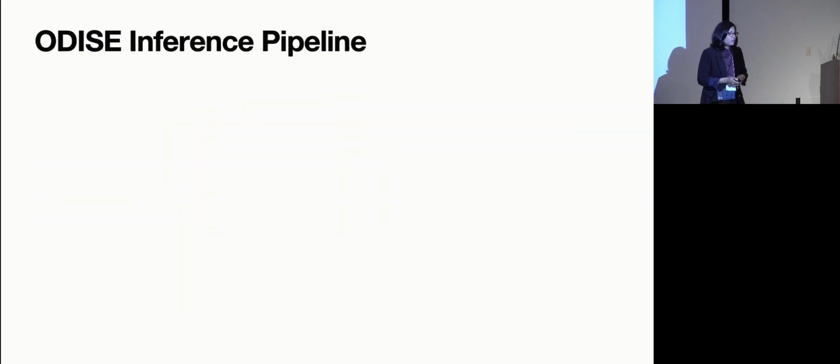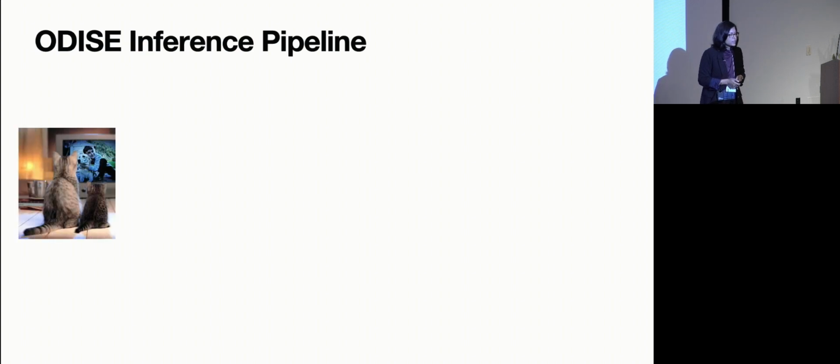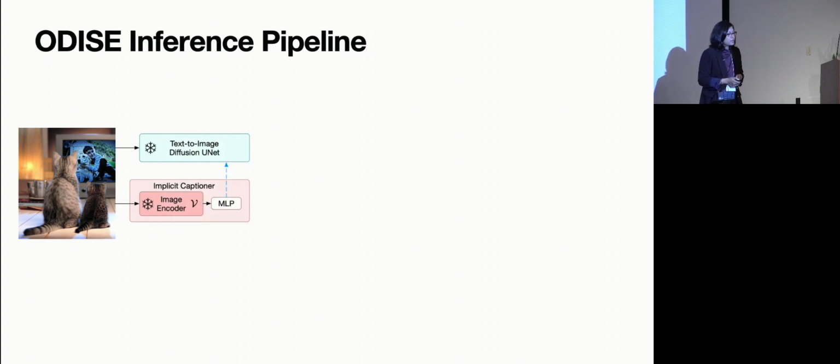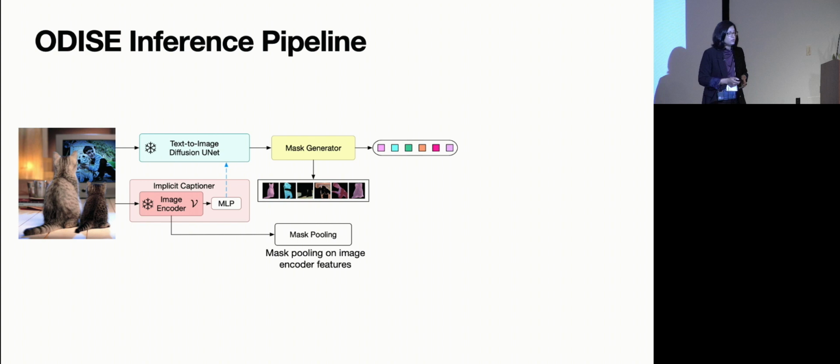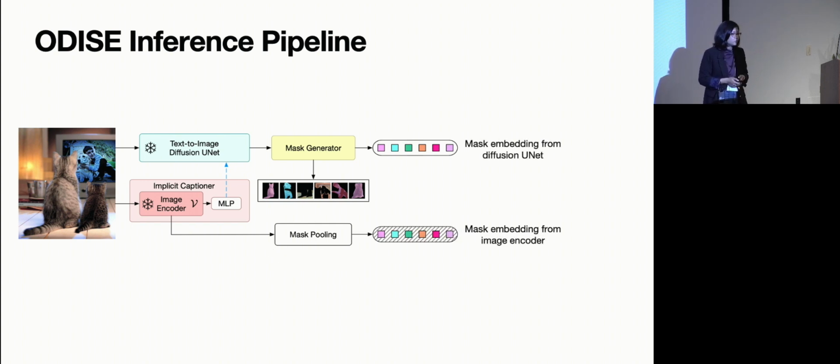And then during inference time, the pipeline is as follows. We're given an input image. And again, we extract its implicit caption, along with adding a small bit of noise to extract the internal features from a diffusion unit. And then we predict its class-agnostic binary mask along with the mask embeddings. And then there's one additional step we also do, which is from the end of the implicit captioner, which is basically the image encoder of a clip model, we also extract some pooled features, which are an additional set of visual representations for each of the segments that we've predicted. So we get two sets of visual representations, one from the diffusion model and the other coming from the image encoder of a clip model, which is trained with a contrastive loss.